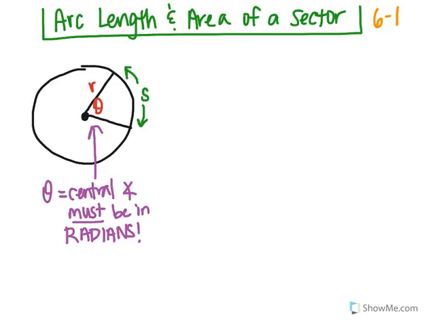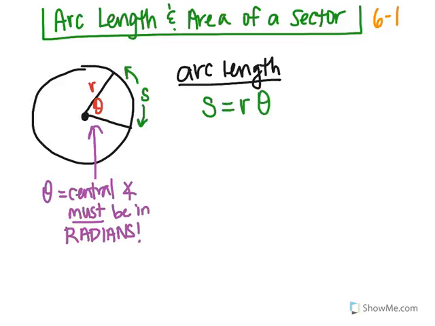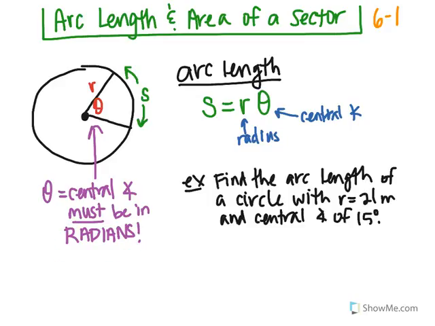So let's start off with arc length. The formula to find the arc length s is equal to the radius of the circle times the central angle. Again, remember that the central angle has to be in radians. In this example, you're asked to find the arc length of a circle that has a radius of 21 meters and a central angle of 15 degrees.